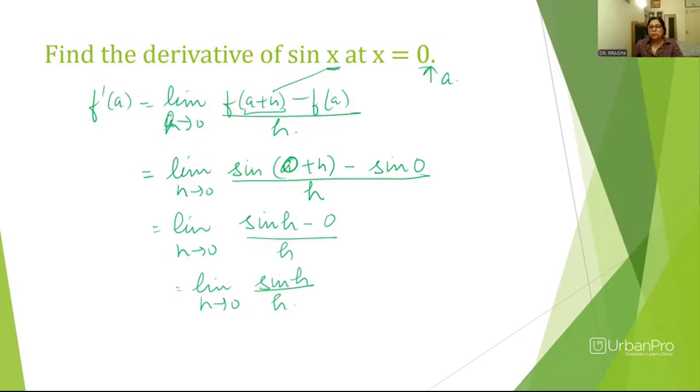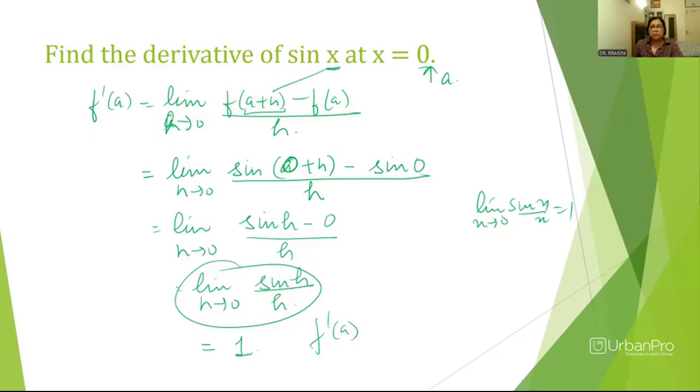I hope you must have learned this formula: limit x tends to 0 sine x over x is equal to 1. So that means this whole thing turns out to be 1. So f dash a, or f dash 0, is 1. Right? So this was the basic concept of derivatives. This is principally called the first principle, the first principle to find the derivative of a function. And later on you use these basic formulae to find the derivatives of other functions.